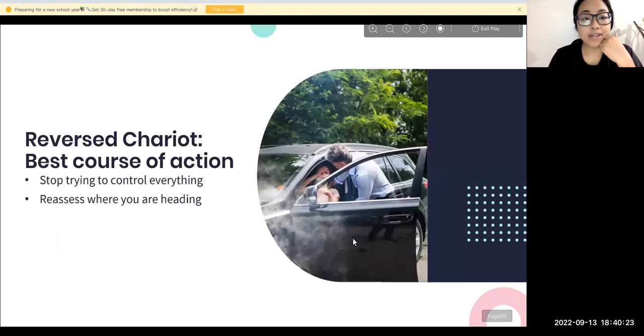So what is the best advice? Stop trying to control everything in life currently. Reassess where you are heading. Wherever you are heading, take rest for some time. Don't try to control everything in life. Sometimes you need to flow with whatever is going on. Go with the flow, but also try to slow down, and if you are too worked out and too tired, then it's time for you to relax and take time to reassess what I should do next, like that.